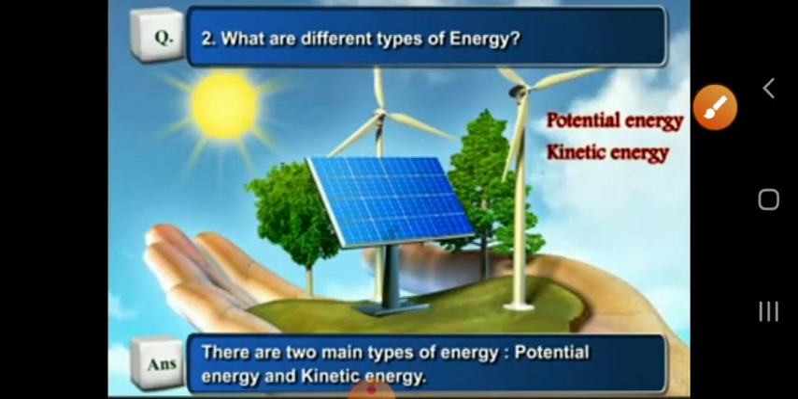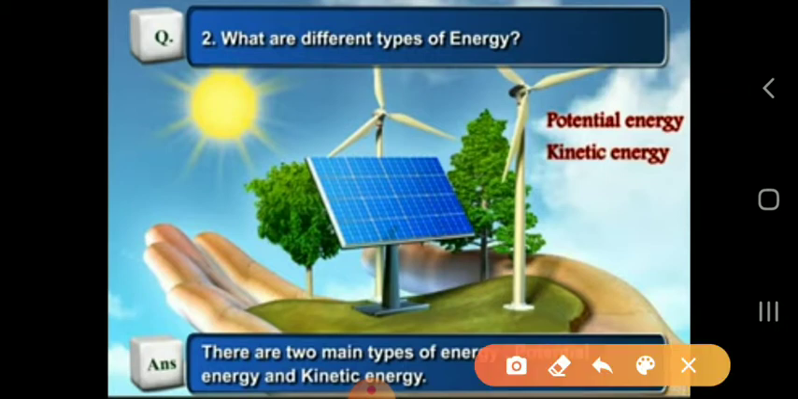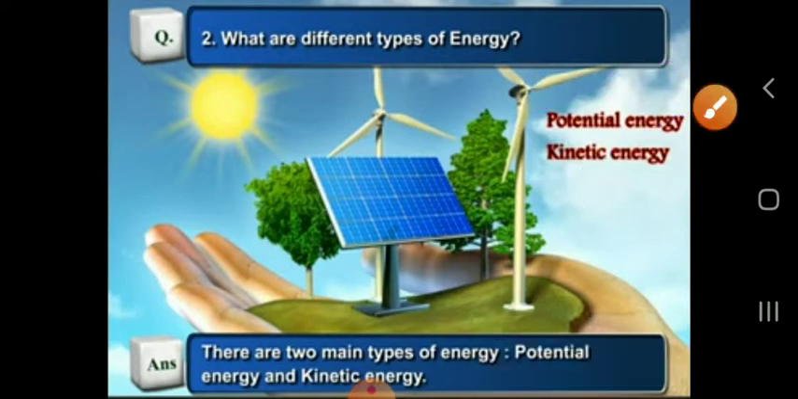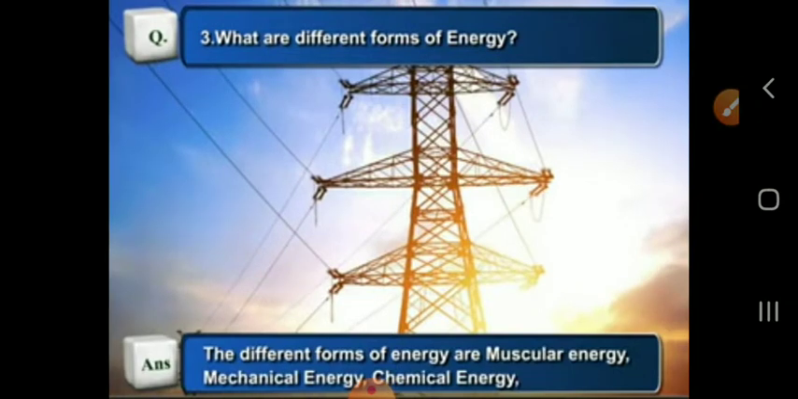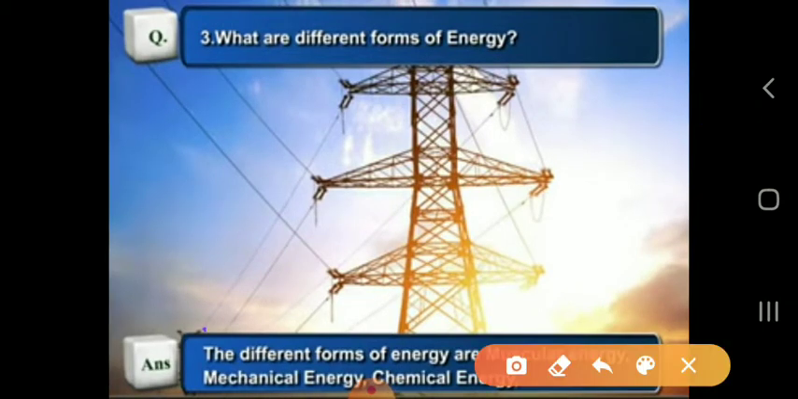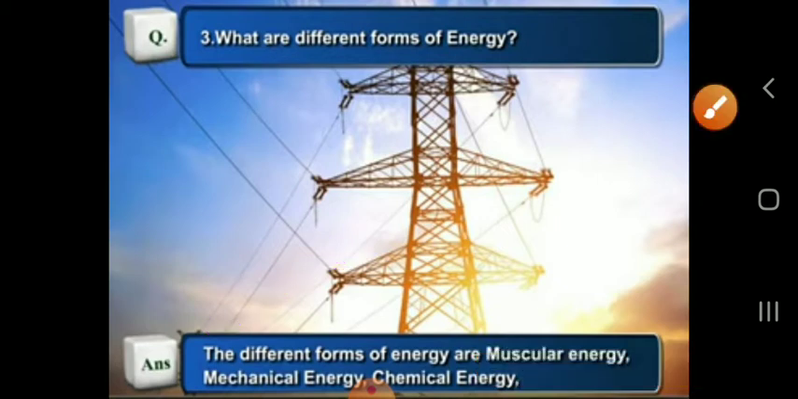Next, what are the different types of energy? What are the two main types? Potential energy and kinetic energy. So there are two main types of energy, potential energy and kinetic energy. Now children, we'll see next: what are the different forms of energy? The different forms of energy are muscular energy, mechanical energy, chemical energy, etc.